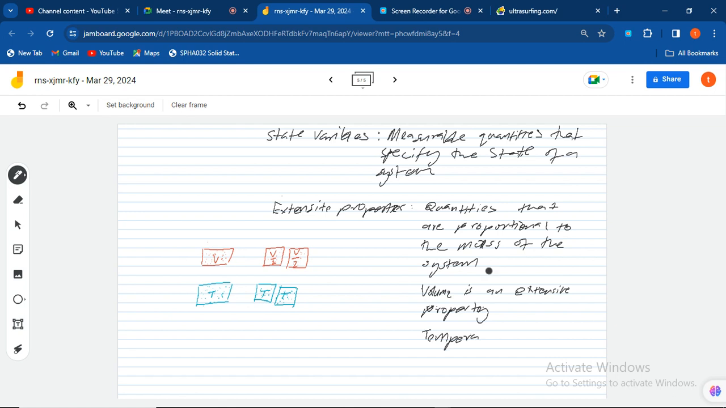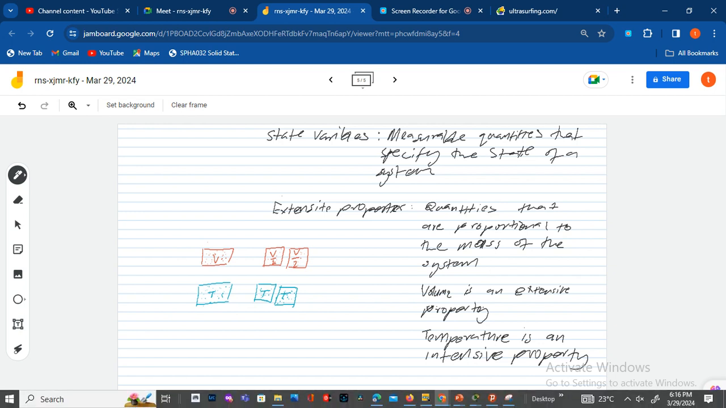So now you also know what we call an intensive property. Temperature is an intensive property. When we talk of an intensive property, we're talking about properties that are not proportional to the mass, properties that do not depend on the mass.